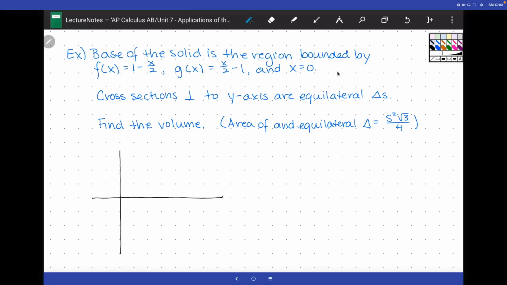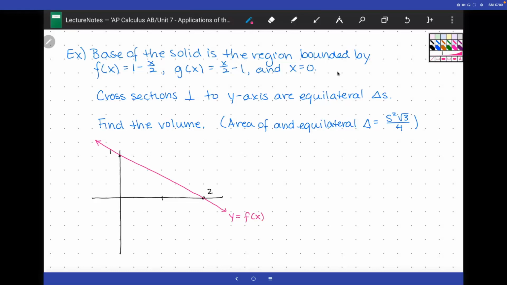All right, 1 minus x over 2. It's a line with a negative slope. It's going to cross the y-axis at 1. I'll just put 1 up there. It's going to cross the x-axis at 2. I said you don't have to make these super accurate, but when it's simple like this, I like to. So that's y equals f of x.